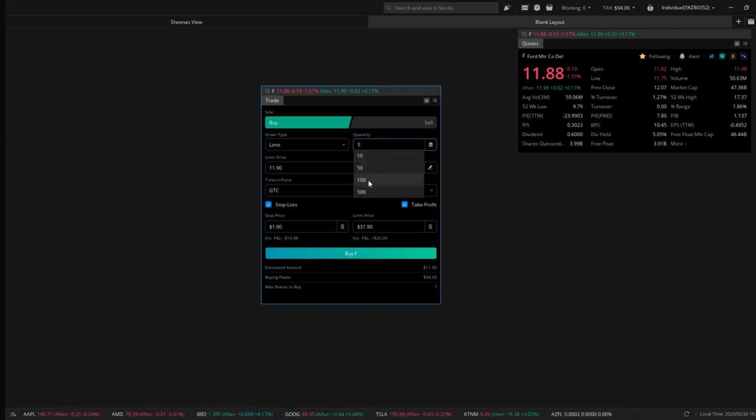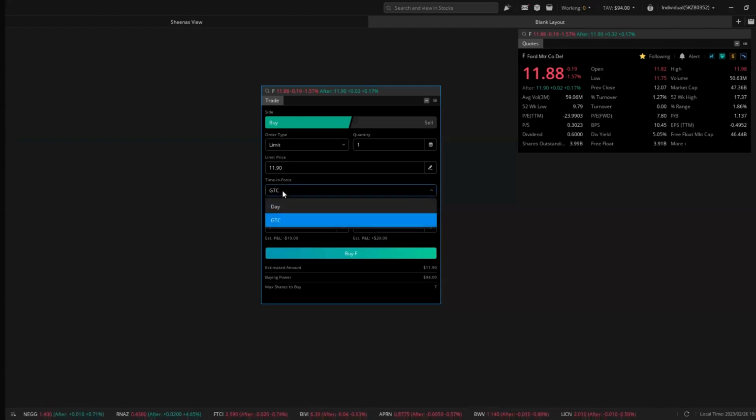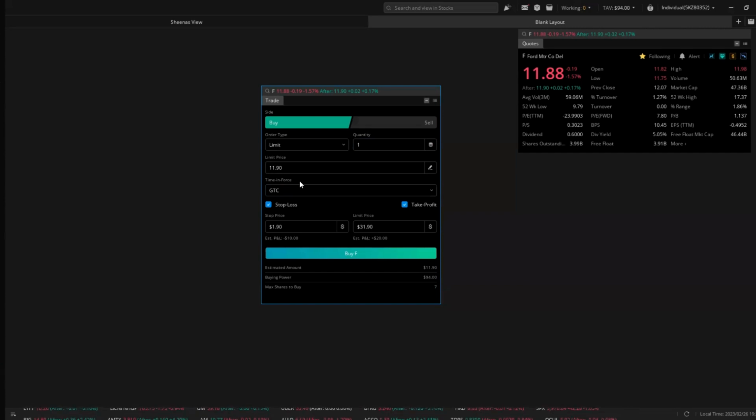Right now, I have it at 10, 50, 100, and 500 as my customized amounts, but you can actually update and change this to whatever numbers you like. Now, right now that we're on limit, you see that this is a limit price. And basically what it's saying is that I'd like to buy Ford at a price of $11.90 or better, meaning $11.90 or less. And this is the time in force section where we talked about GTC, or good till canceled, or day. And so that really just depends on what you're looking to do in regards to your purchase or your entry for that trade.